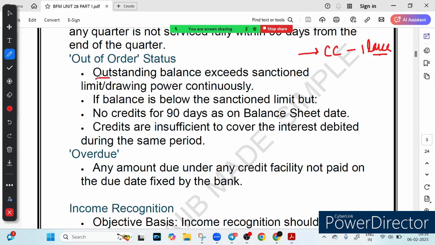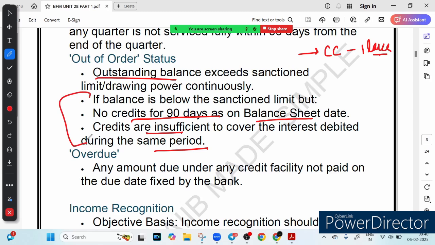the first condition is that the outstanding balance continuously exceeds the sanction limit or drawing power. Or even if the balance is within the sanction limit, the account can still be called out of order if there are no deposits for at least the last 90 days as on balance sheet date, right? And the credits are not enough to cover the interest charged for those 90 days. So two ways, right? Let me remind you, there are two conditions.